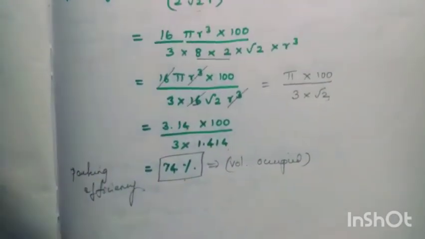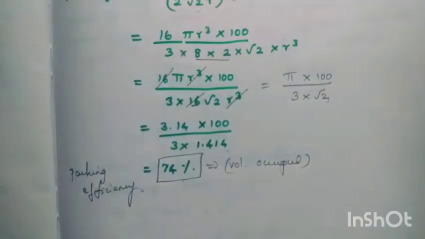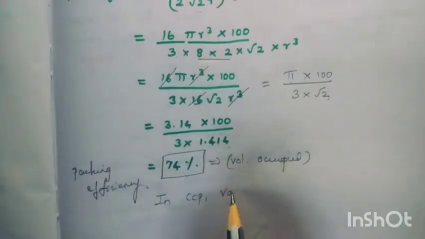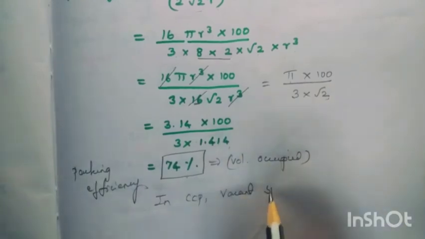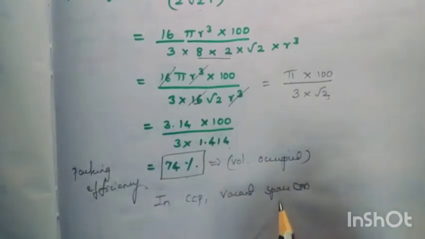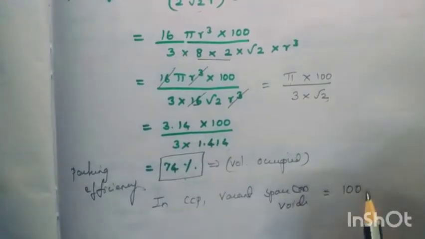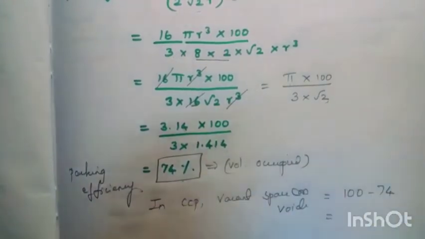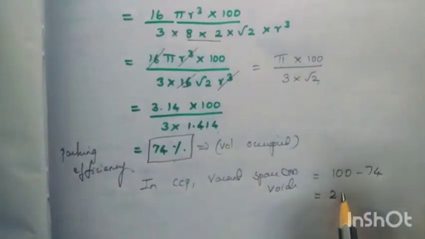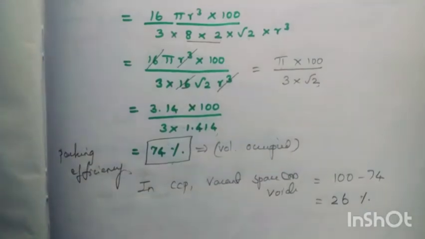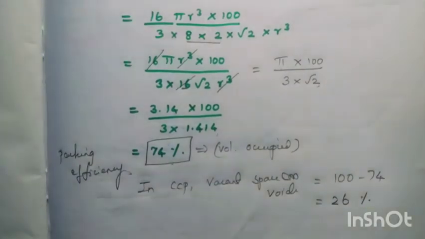Then the vacant space or voids in CCP is 100 minus 74, which is nothing but 26%. So vacant space or voids in FCC is 26% and the packing efficiency is 74% in FCC.